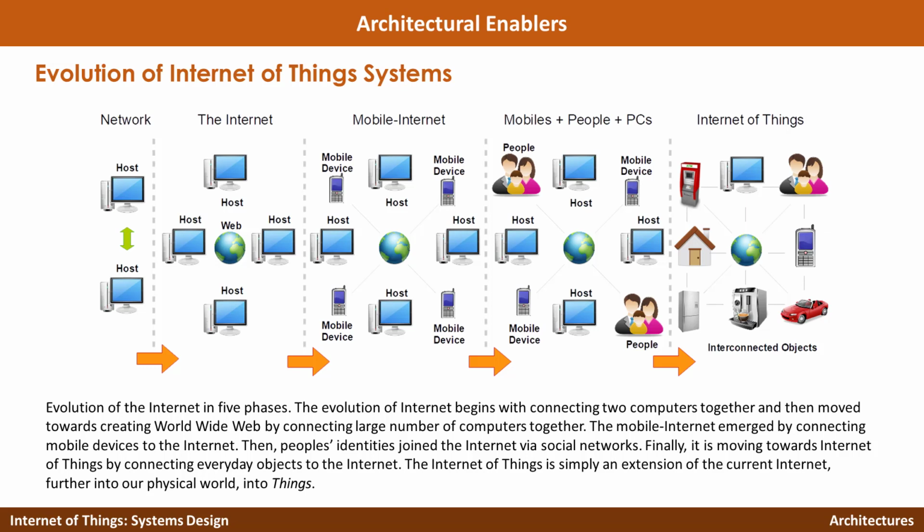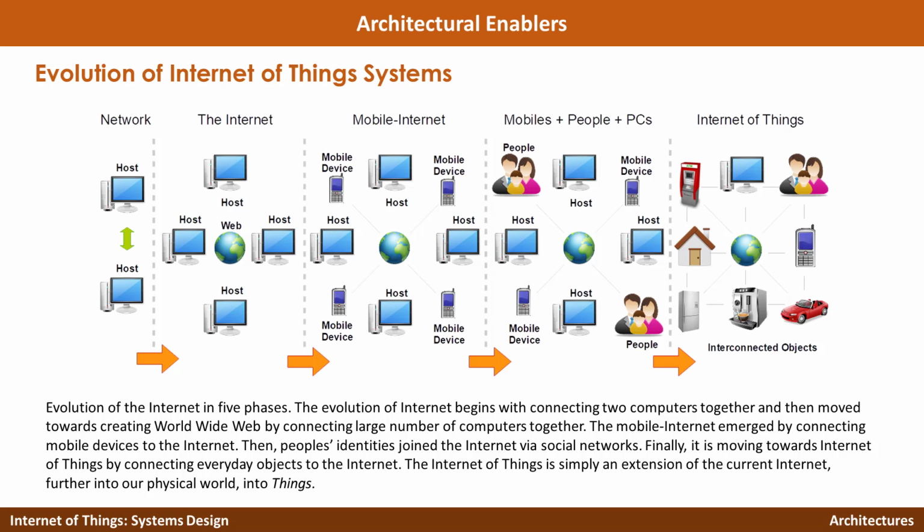Before we move into discussing the architectural enablers, I just want to revisit a couple of ideas we discussed earlier. So in the first lesson, we talked about the evolution of Internet of Things in a couple of different ways. First, from the network point of view, the second is more the product point of view.